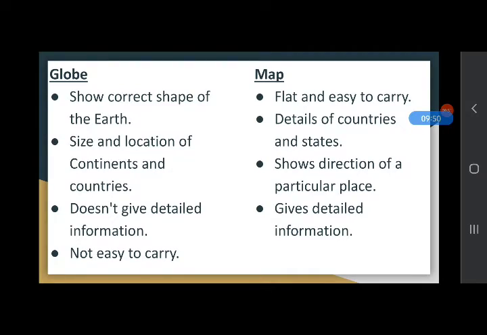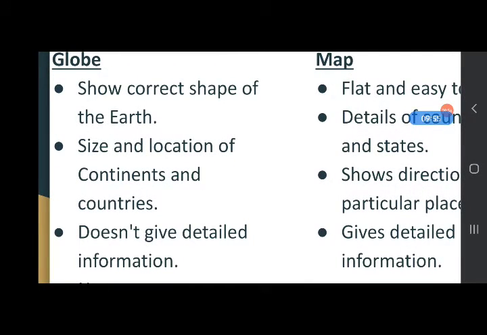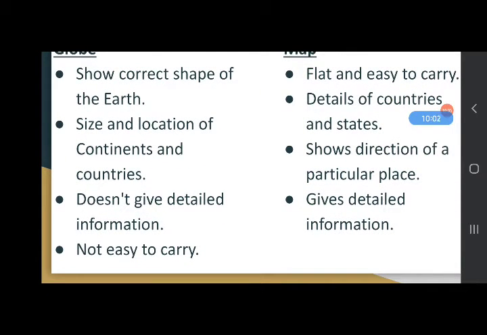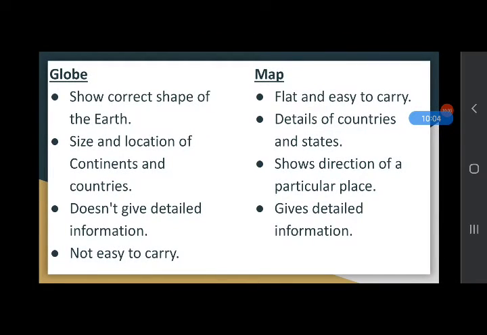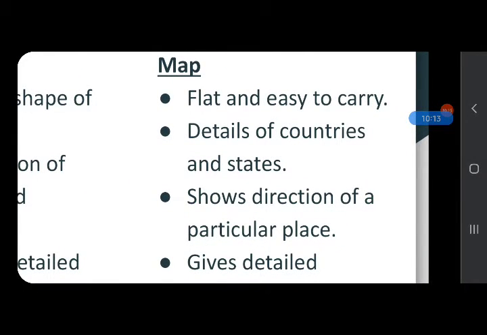So what are the differences? A globe shows the correct shape of the earth, and the size and location of continents and countries. It doesn't give detailed information and is not easy to carry. A globe also gives us the exact location of land and water on the earth. And a map is flat and easy to carry, shows details of countries and states, shows the direction of a particular place, and gives detailed information about a place.